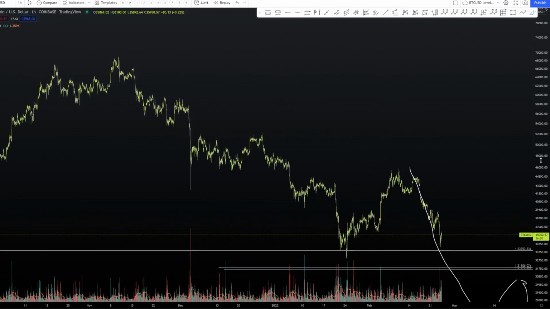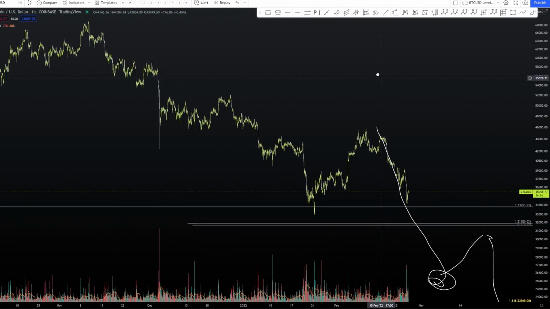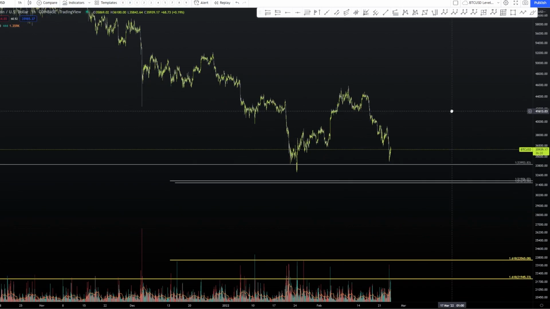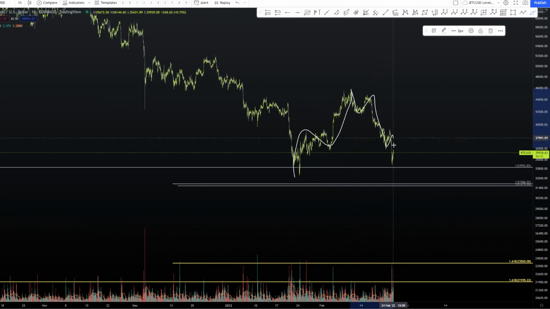And if you guys saw my previous daily updates yesterday or on Monday, then you probably already know the counts that I'm looking at. But for the most part, I'll go through them very briefly. And the first one would be saying this is an A, B, C up into these highs right here. And then that would mean that this is probably a 1, 2, 3, 4, 5.